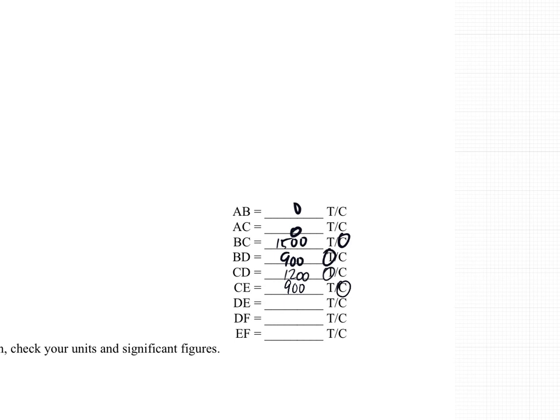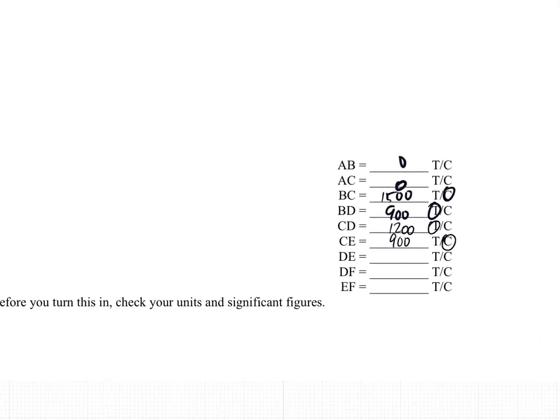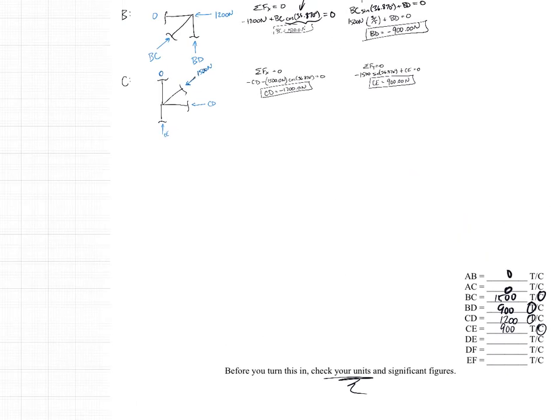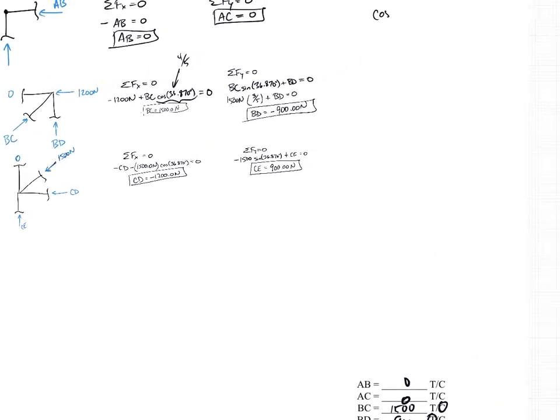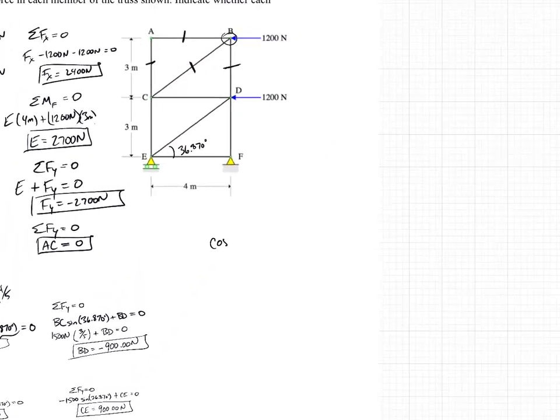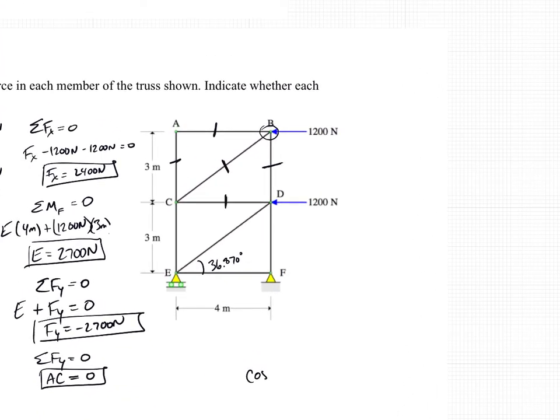Oh, I'm forgetting units here. We're going to check my units when this is all done. All right, okay, let's keep rolling. Now we've got CD and CE. Let's see here. CD we've got. CE we've got. Okay, I can do D because there's two unknowns.